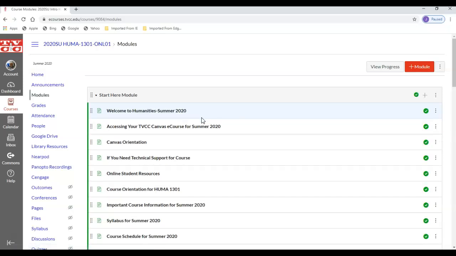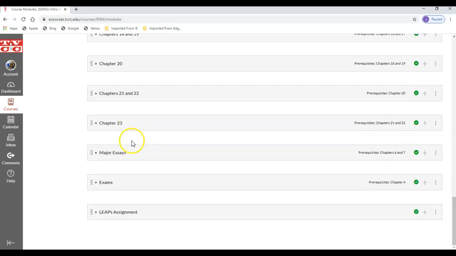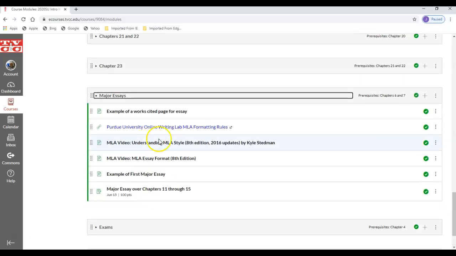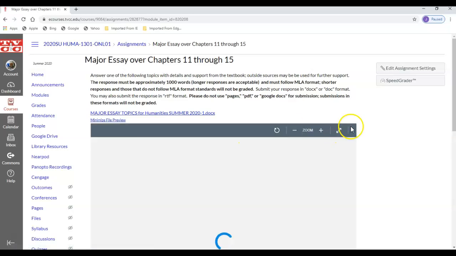Bear with me as it's trying to click back here. Here we go. The module called Major Essays. Again, I have an example for you. It's not over one of your topics. I have the details about how MLA format should look. And then the topics are located here. And this is also where you will submit the essay.